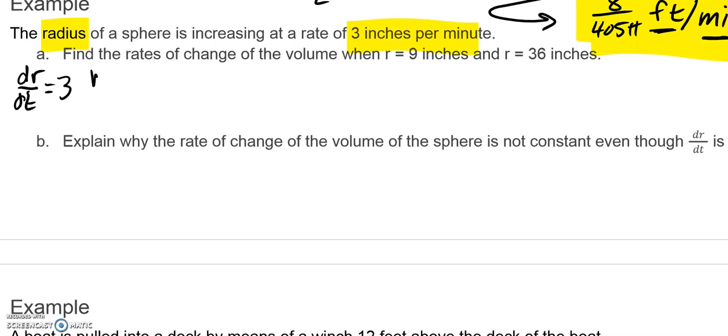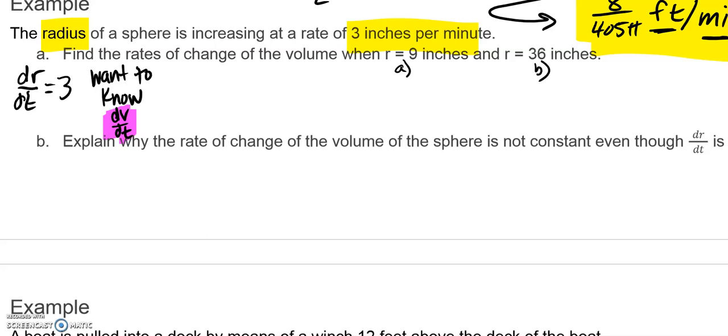So we want to know the change in volume with respect to time. So it's very important to identify that right off the bat. That's what we want to know. And also, this is a two-part question. Part A is asking, okay, how fast is the volume changing when the radius is 9? Part B, how fast is it changing when the radius is 36? So let's go ahead and solve this.